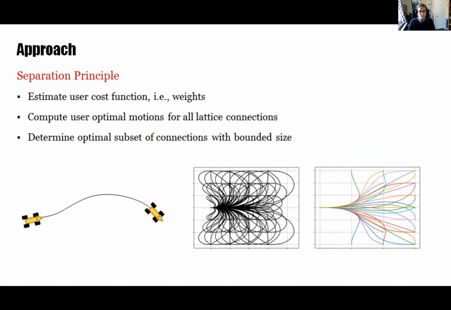Next slide, please. In our work, we proved that an optimal lattice planner is found by applying a separation principle. First, we estimate the user cost function. Then we compute trajectories that are optimal with respect to that estimate for all connections in the lattice. And finally, we select an optimal subset of connections given some budget. Next slide.